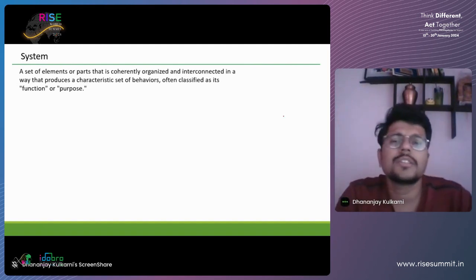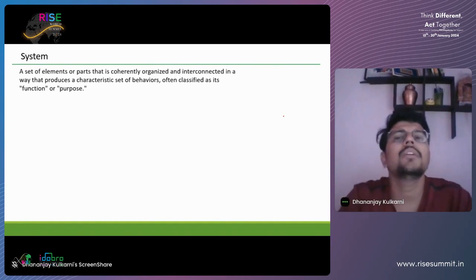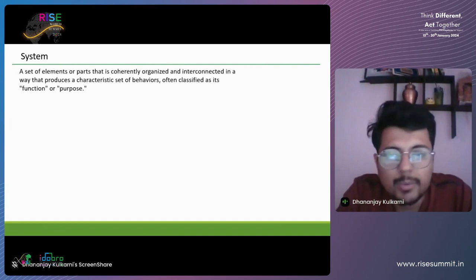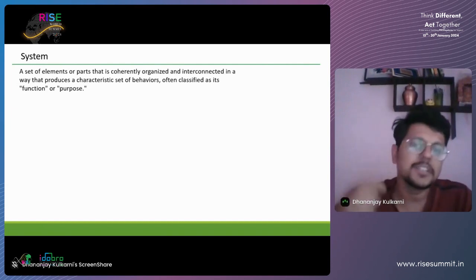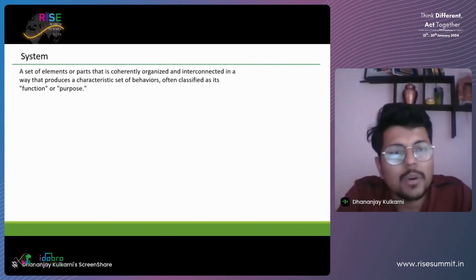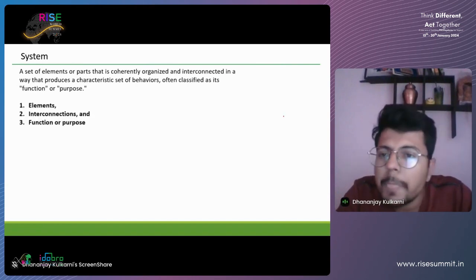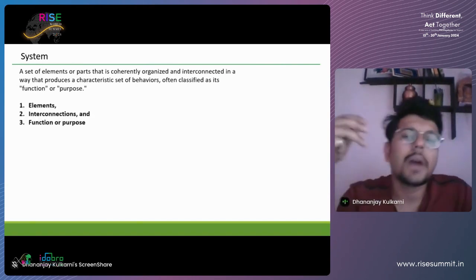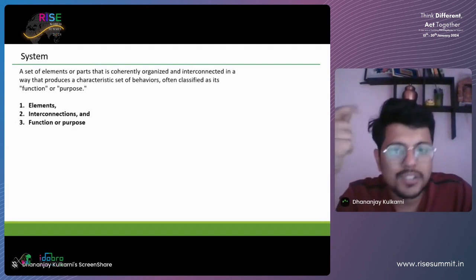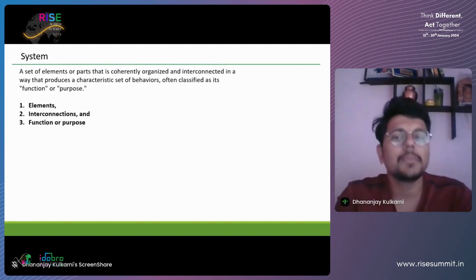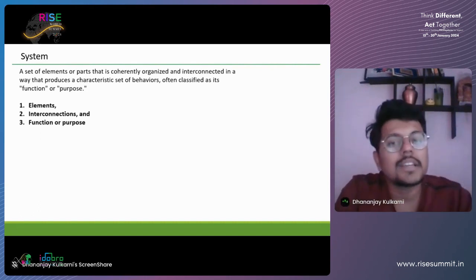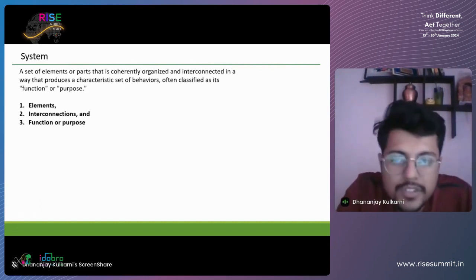In short, a system is a set of elements or parts that are coherently organized and interconnected in a way that produces a characteristic set of behavior, often called a function or purpose. From this definition, there are three important parts a system is made up of, right? First are the elements, multiple elements coming together. Second, they interact with each other. And third, there is a clear function or purpose of the system.